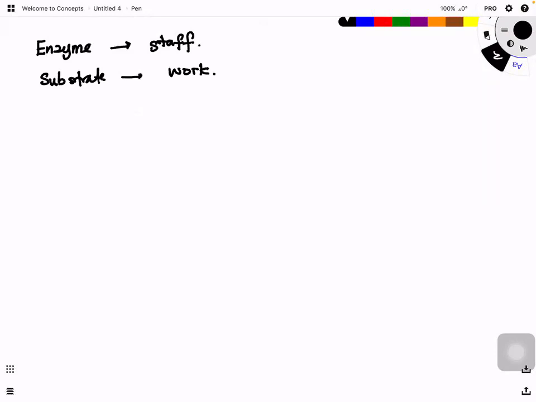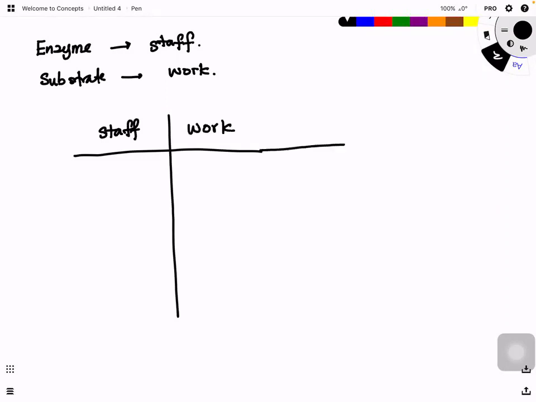If this is my company, I have my staff number and I have my work number. How fast my workers can finish the work, I call it the rate. Let's say I have 10 works in total, but now I only have one worker. So every hour, only one work can be done, because I only have one staff. No matter what, the work will still be 10 of them, and my staff takes 1 hour to do one work. So definitely one work done per staff. Are you clear?